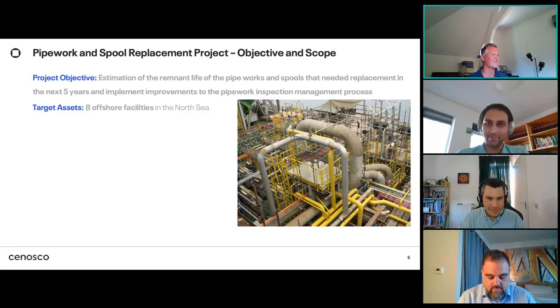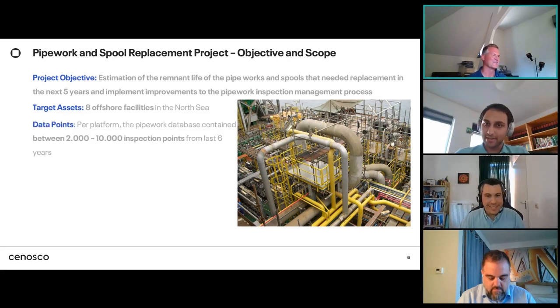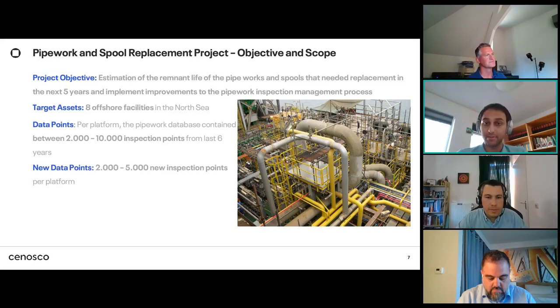He's back again. Okay. I think the last thing he mentioned was that the target assets for this one were 8 different platforms in the North Sea, and you can imagine, for a project of this massive undertaking, you would have tens of thousands of data inspection points. And that is exactly what we had also in this case.